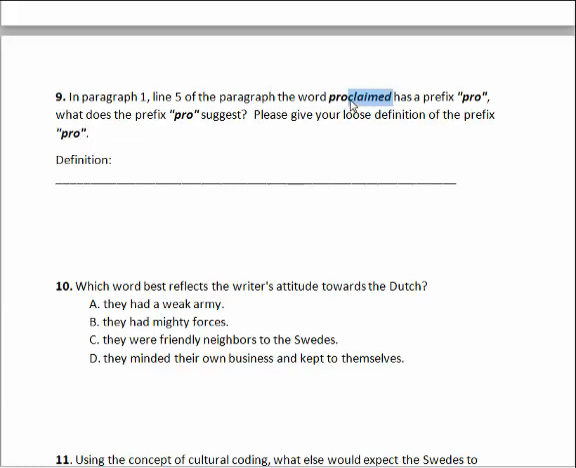So we're going to proclaim. We're going to claim and we're going to proclaim. So it's going to be positively saying something. Maybe almost even like boasting a little bit.